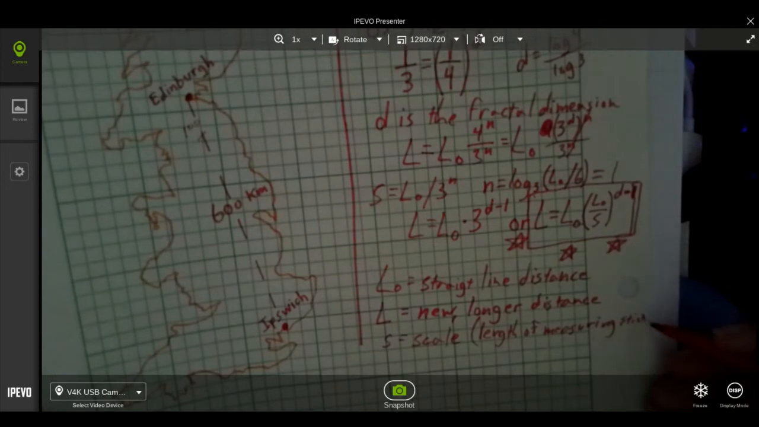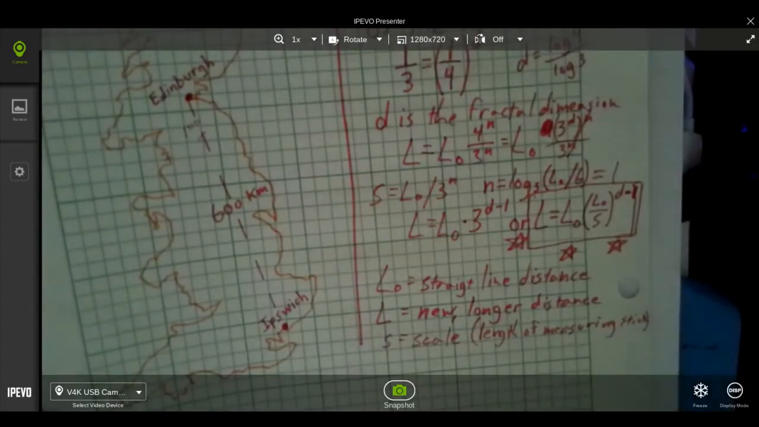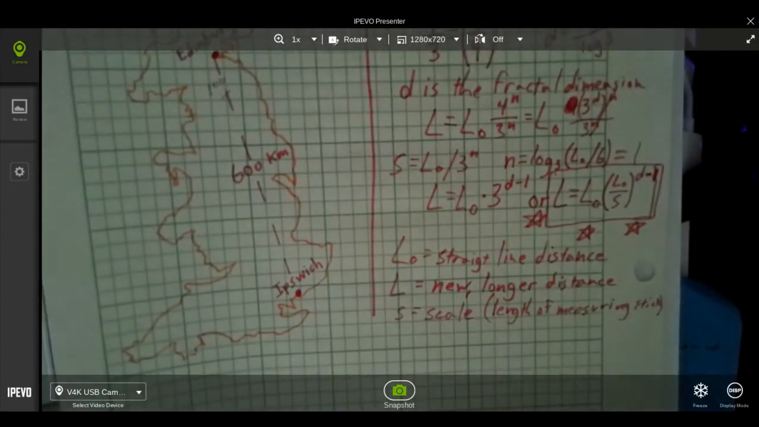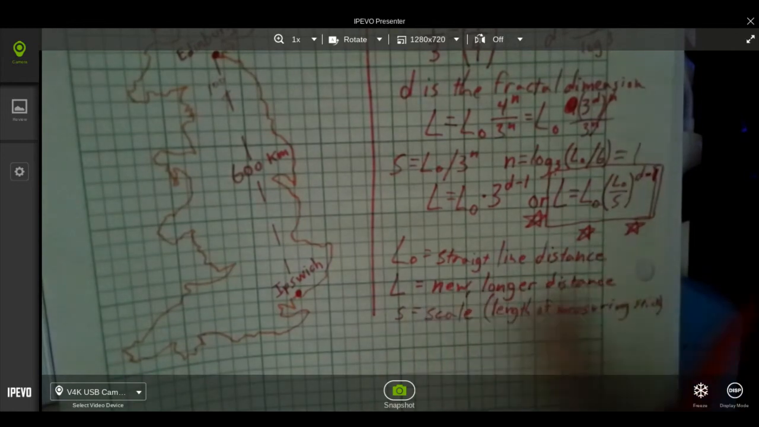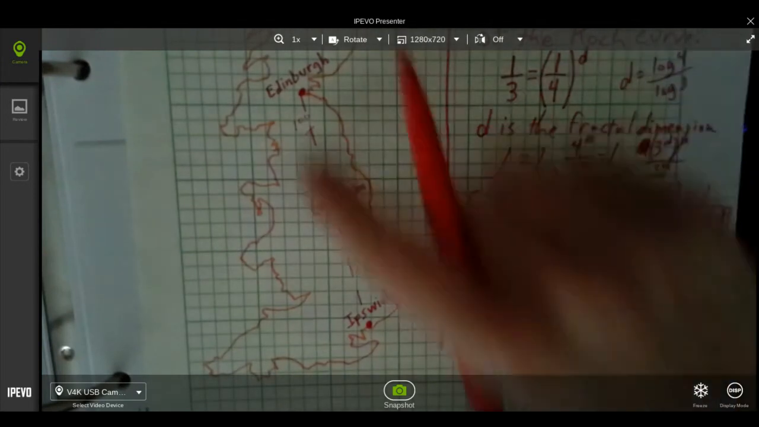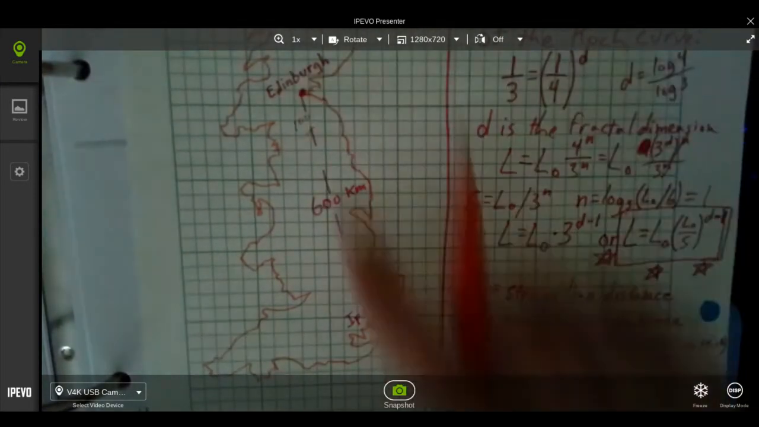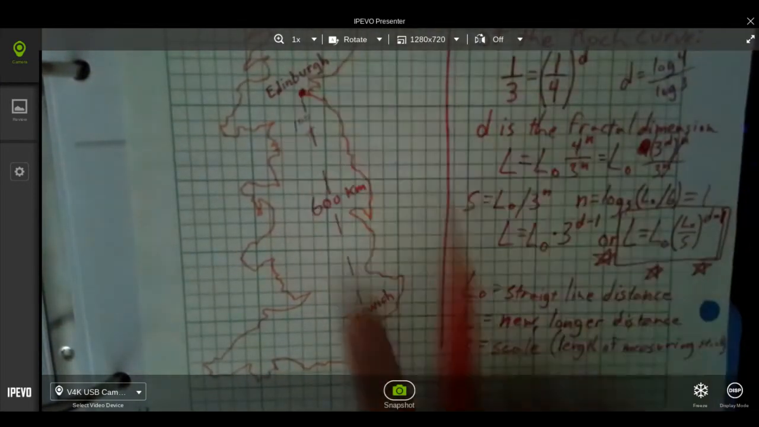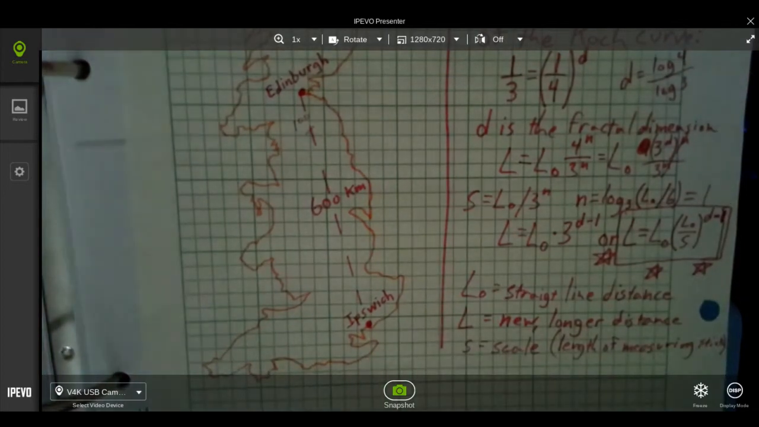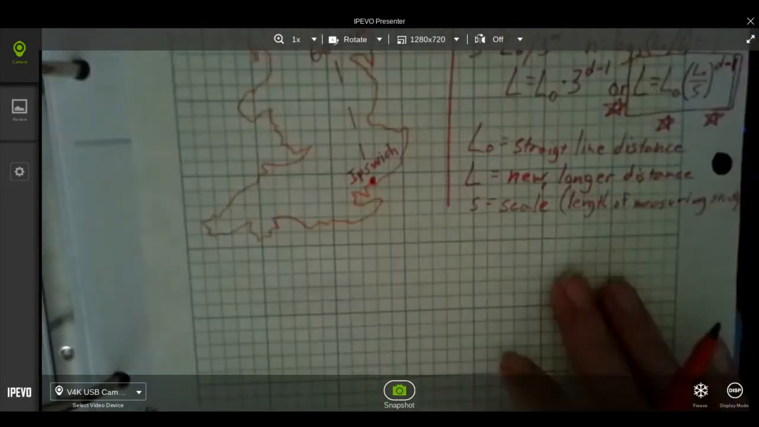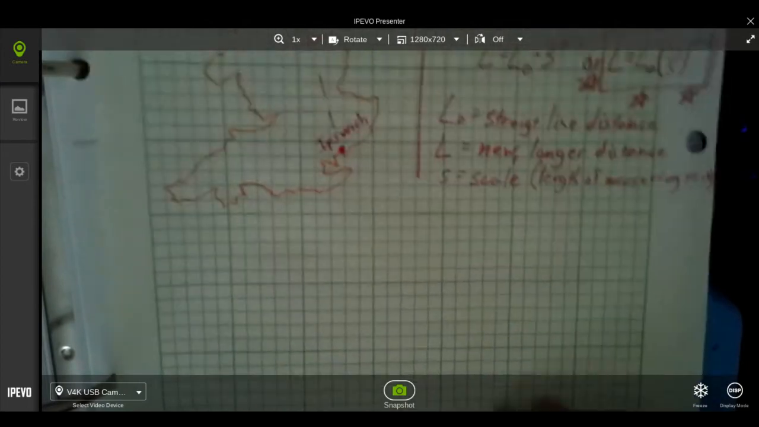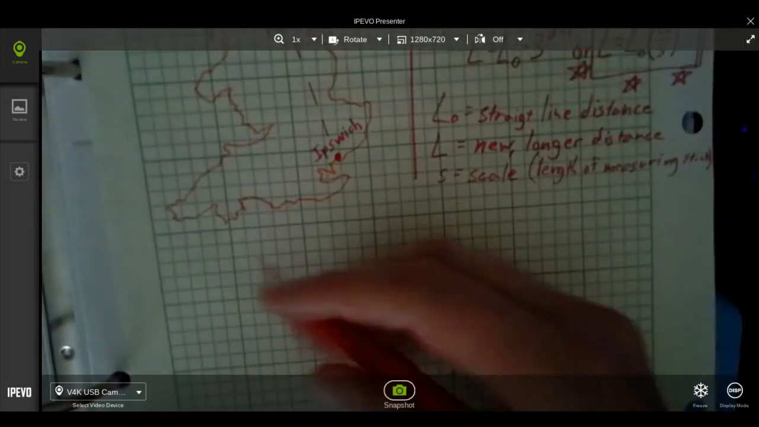See if I can fit this without going over. Okay. So S is the scale. L is your new length. That's what you're looking for. L naught is just the straight line distance. Like here, between these two cities, L naught is going to be 600. All right? L naught is 600. So let me do an example here. This is like the kind of stuff you're going to see on the homework, all right? So make sure that you at least watch this part.